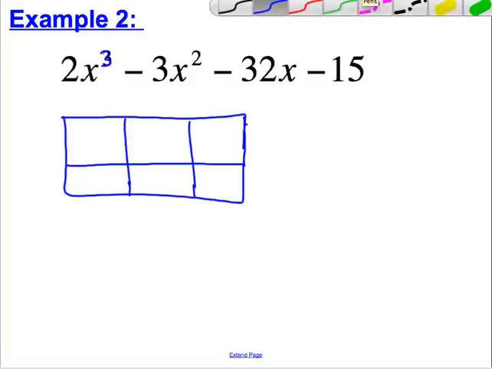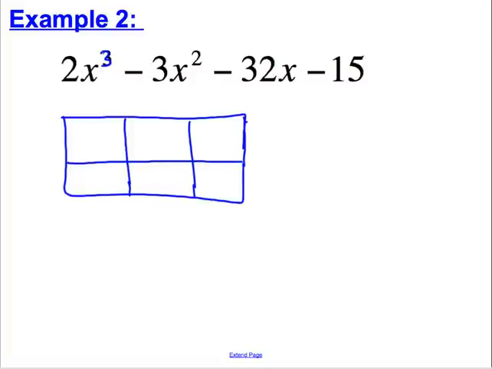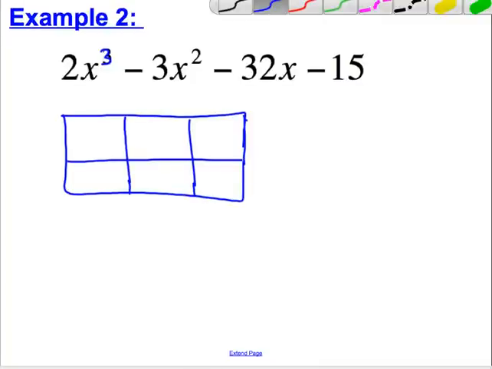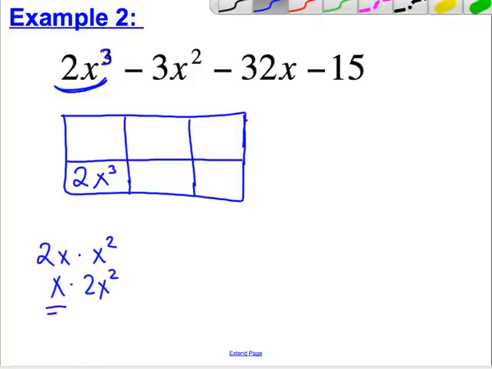So let's take a look at how we're going to go about doing this. First of all, we take a look at our 2x to the third, our highest power. That always we're going to put in the bottom left every time. And then we're going to think about ways to multiply to 2x to the third. Well, it's going to be 2x times x squared. It could be x times 2x squared. I definitely want one of them to have x. So these are my two options right now.